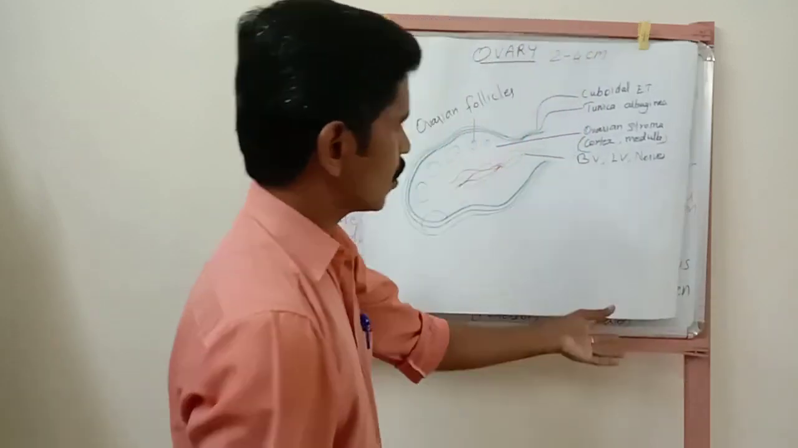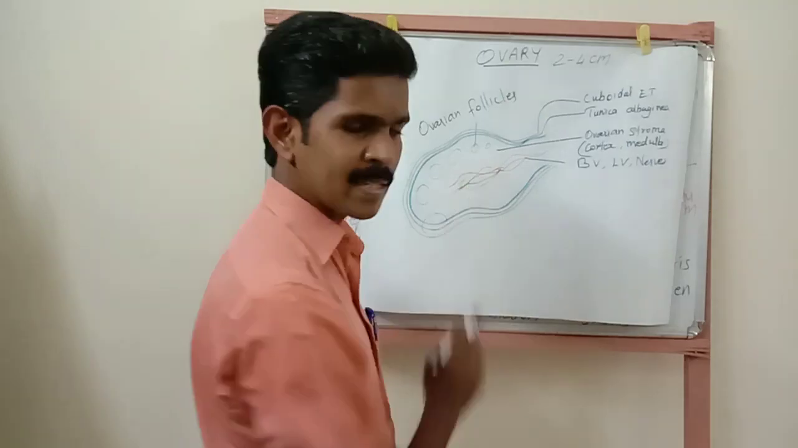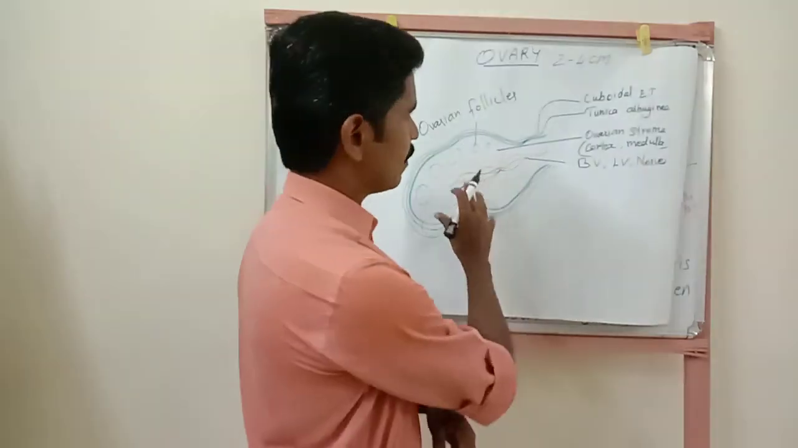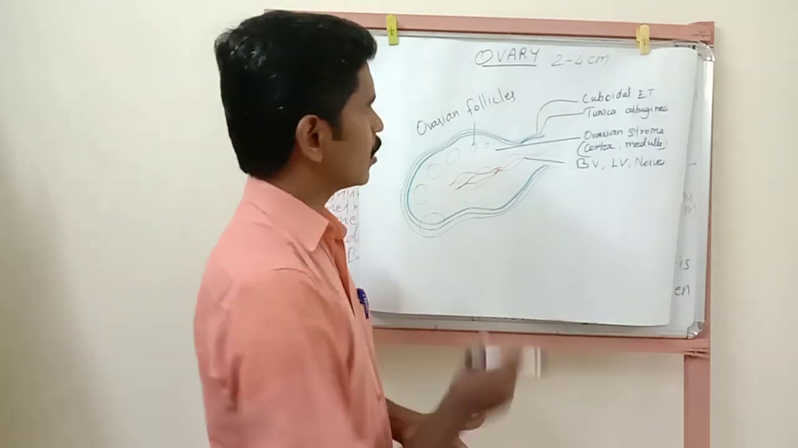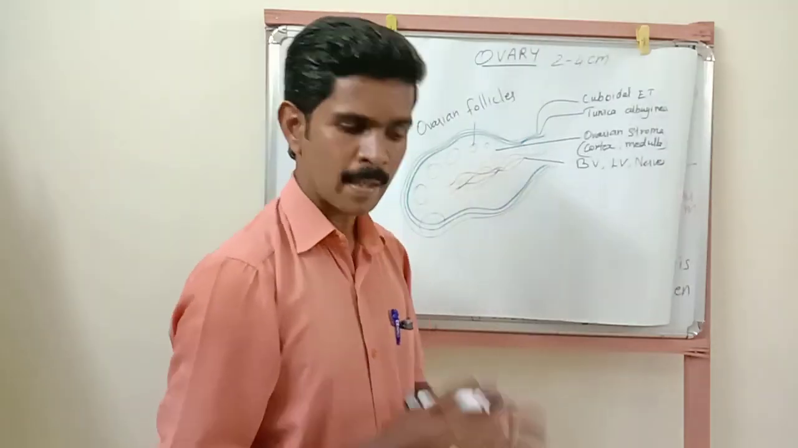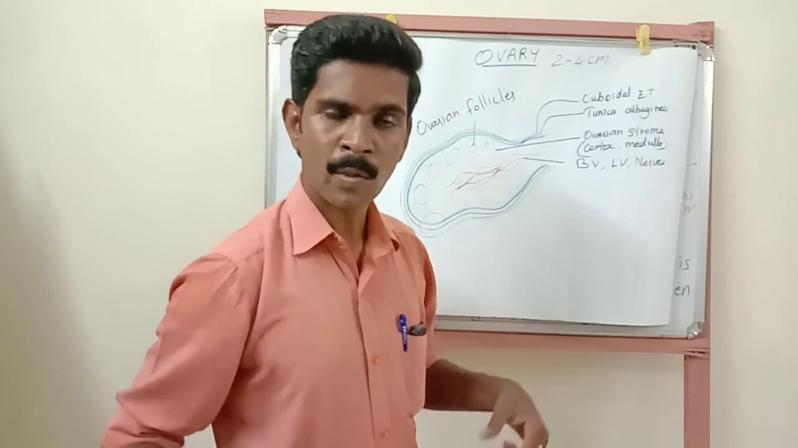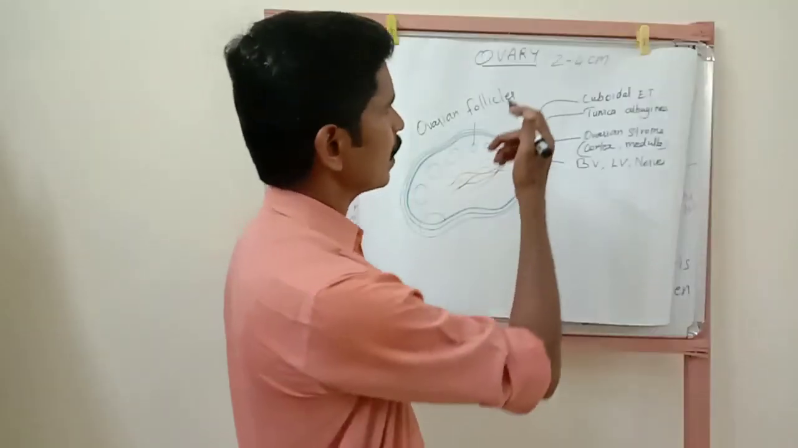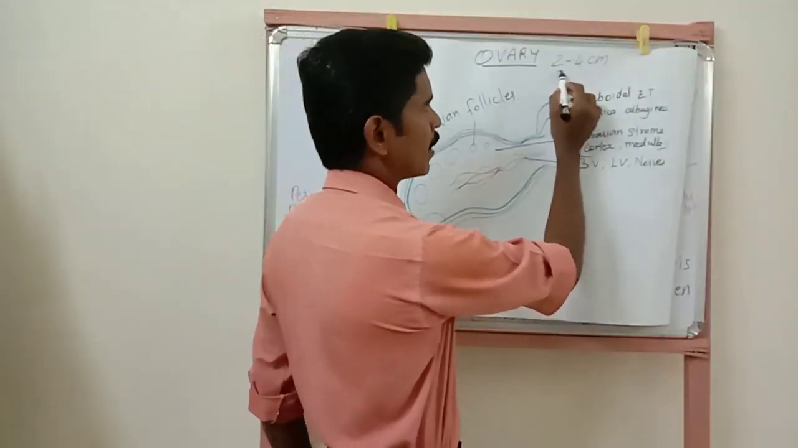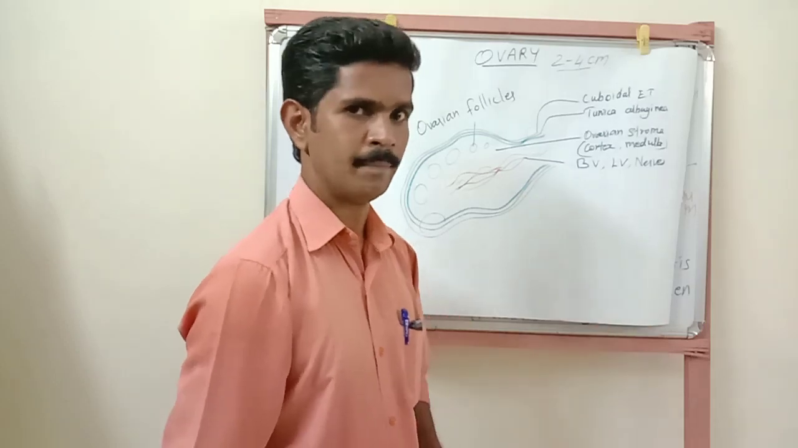Okay, listen. So this ovary structure only I have drawn here separately. Listen very carefully. This is the structure of one ovary. I already told you the location of the ovary: two ovaries are present on both sides of the abdominal cavity. The length of the ovary is 2 to 4 centimeter.